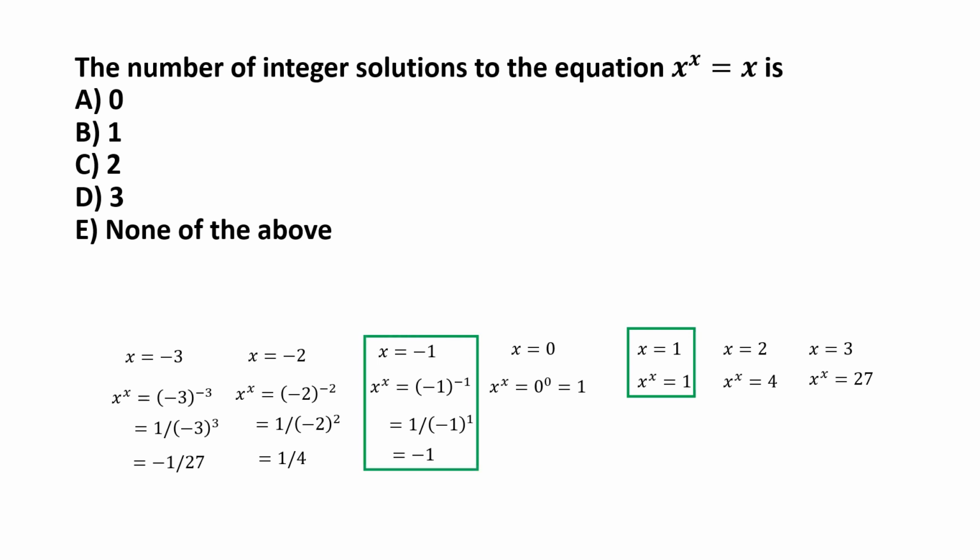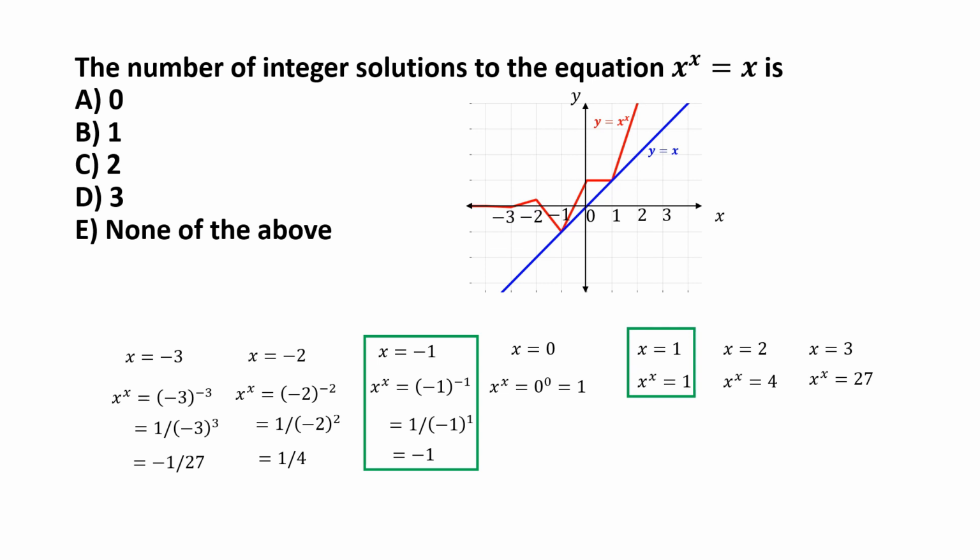So one solution is x equal to 1. The other solution is x equal to minus 1. And this is not required, but if you plot this graphically, and I actually used a computer program to plot these graphs, it becomes even clearer that these two are the only two integer solutions of this equation.